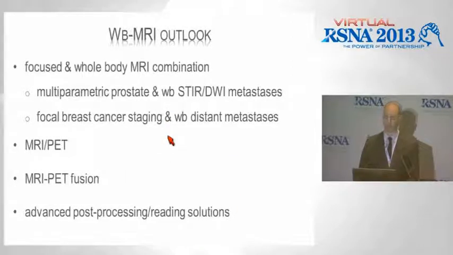Now as an outlook, I just tried to put together some ideas. What about doing a focused exam like a typical prostate or breast cancer workup on patients and combining that with a whole body MRI setup to look for distant metastases? There's of course MRI PET, and we have to see how that comes into play for the various diseases. But if you don't have a PET machine and you're not looking into buying one, there's the option to do MRI PET fusion. And what we also need are advanced solutions to read that data, to record the findings, and to process them.